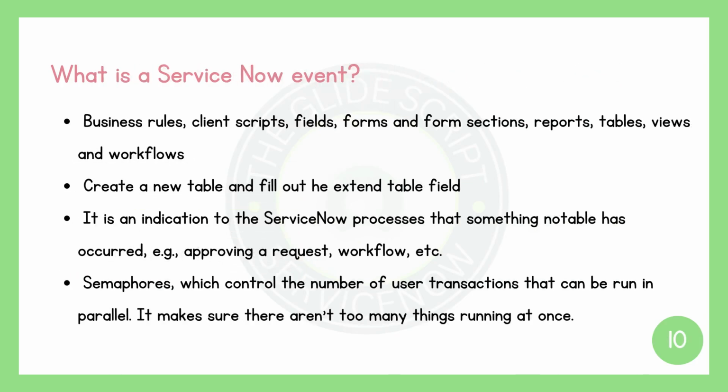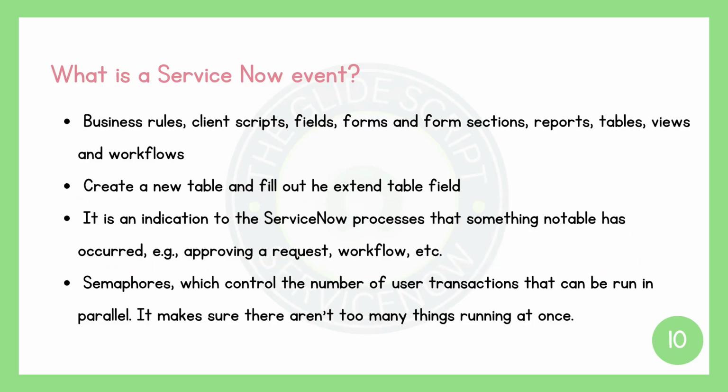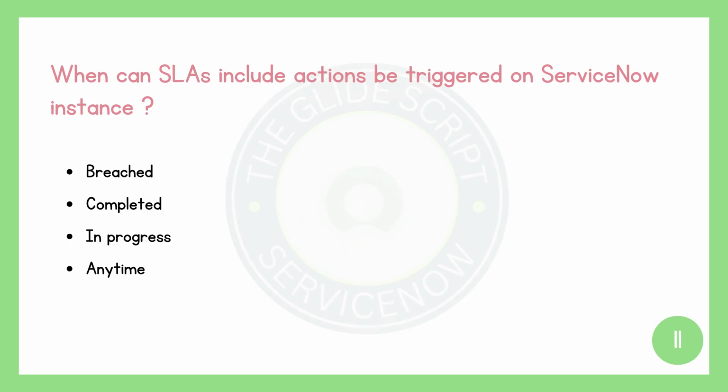What is a ServiceNow event? 4 options are given. Read each and every option very carefully, and the correct option is number 3. It is an indication to the ServiceNow processes that something notable has occurred, for example, approving a request, workflow, etc. Option number 3 is the correct one. And the next question is: when can SLA include actions be triggered in a ServiceNow instance? Breached, completed, in progress, anytime. And the correct answer is anytime, because the SLA actions can be configured to trigger at any point in the SLA lifecycle.